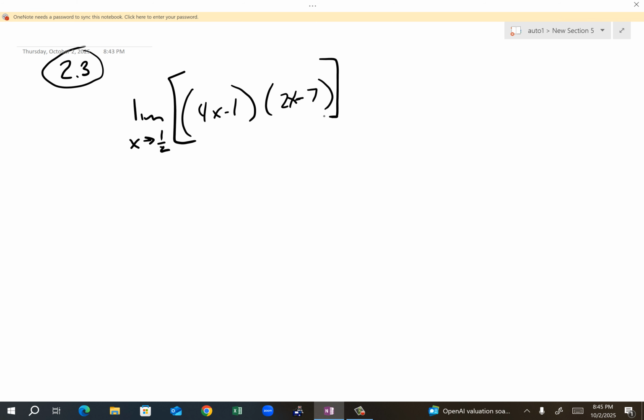So for instance, this one here: the limit as x approaches 1/2 of (4x minus 1) times (2x minus 7). First of all, if you FOIL that out, that's going to be a polynomial. Yes? It's quadratic. So you know this thing has a limit. Why does it have a limit? Because it's continuous everywhere. But that's not what the question asks. The question says, I want you to show me using limit laws how you do this. So remember, the limit of the product is the product of the limits.